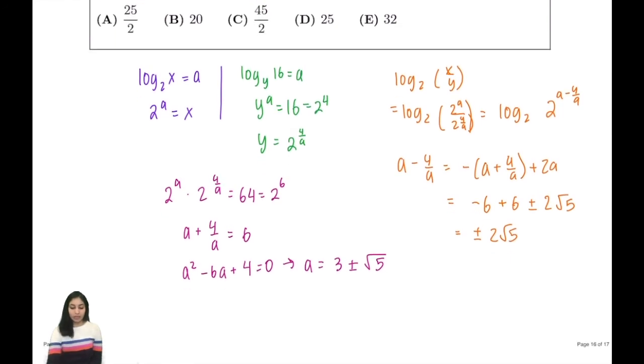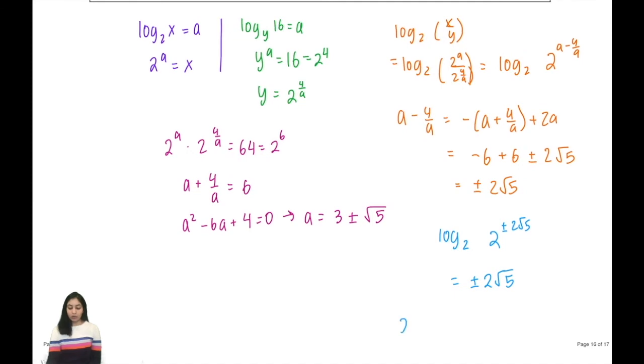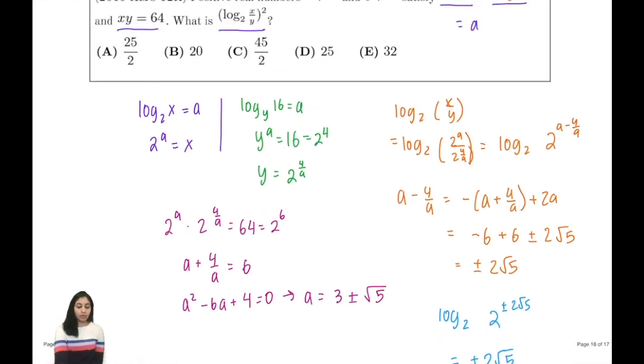Our final step of this calculation is to plug it back into our log. So we have log base 2 of 2 to the plus or minus 2 root 5, which is just plus or minus 2 root 5. And because we are squaring this expression, the plus or minus doesn't matter, and we get that our answer is 2 root 5 squared, which is 20. And that corresponds to answer choice B.